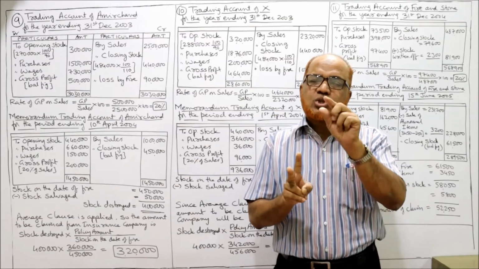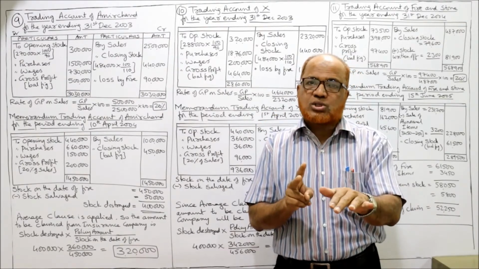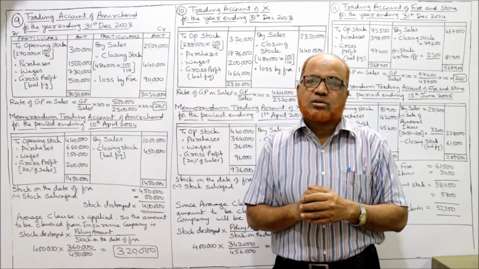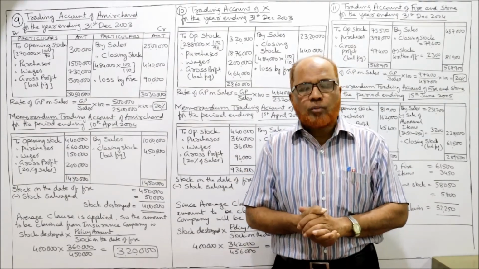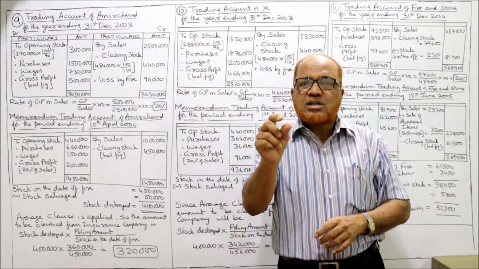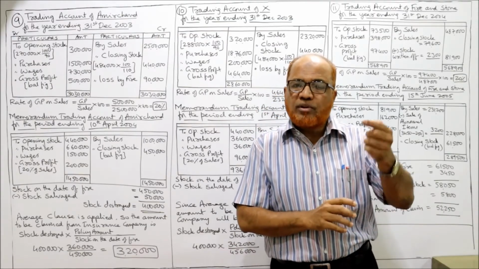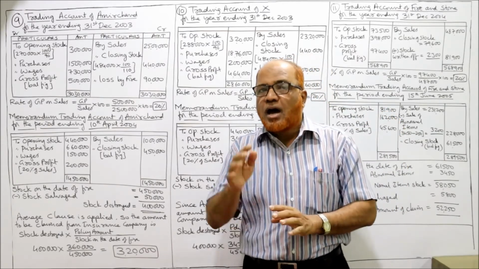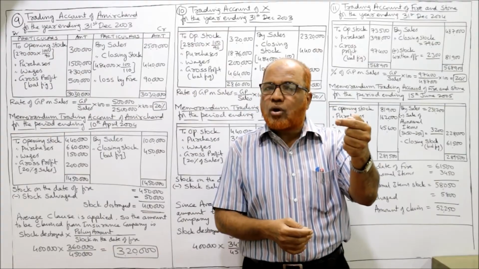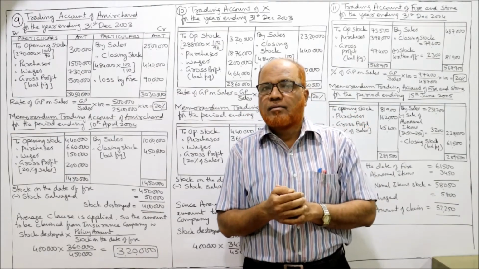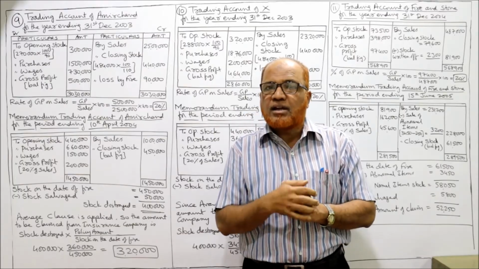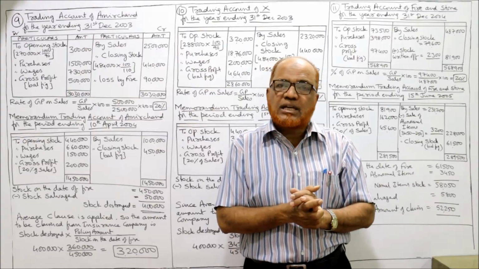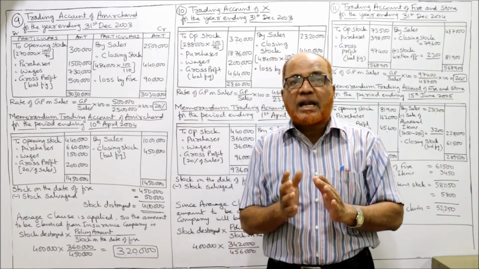On 1st January, stock is valued at 10% below cost. On 31st December, the stock was valued at 10% above cost. So we have to bring it to cost, bring both to cost. If it was below cost, multiply the valued amount by 100/90. If it was above cost, multiply the valued amount by 100/110. So the opening stock we will take at 100/90, the closing stock we will take at 100/110.